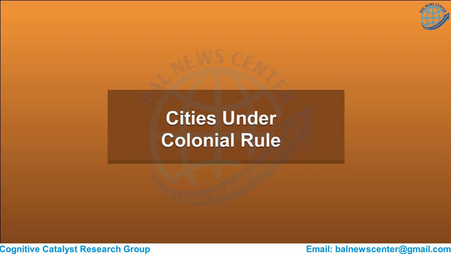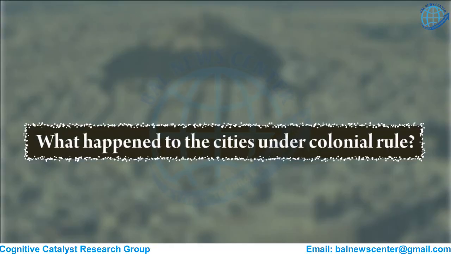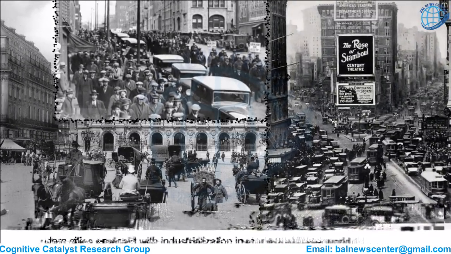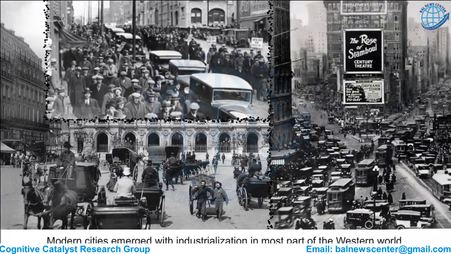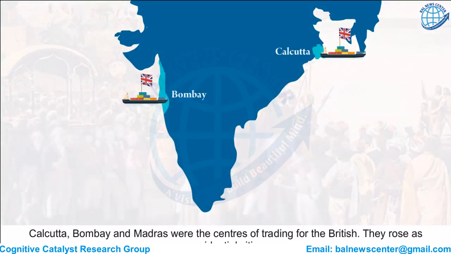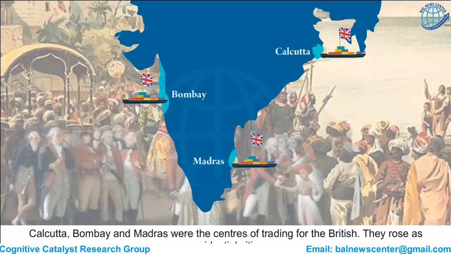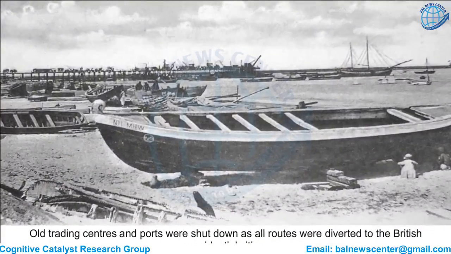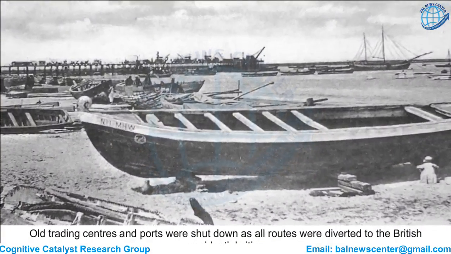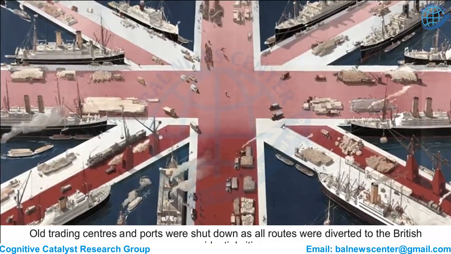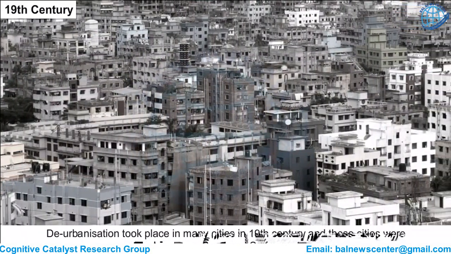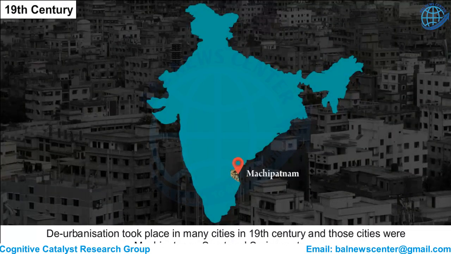Cities under colonial rule. What happened to the cities under colonial rule? Modern cities emerged with the industrialization in most parts of the Western world. Calcutta, Bombay and Madras were the centers of trading for the British. They rose as presidential cities. Old trading centers and ports were shut down as all routes were diverted to the British presidential cities. De-urbanization took place in many cities in the 19th century, and those cities were Machilipatnam, Surat and Seringapatam.